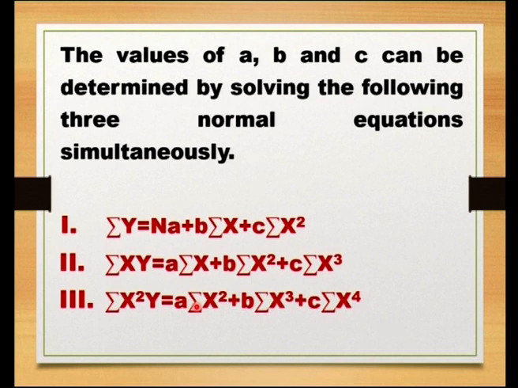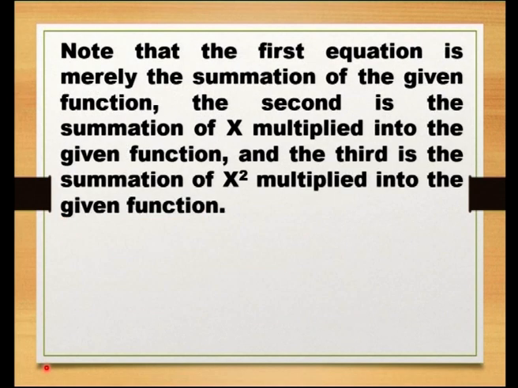So, summation y is equal to n a plus b into summation x plus c into summation x square. Then summation x y is equal to a into summation x plus b into summation x square plus c into summation x cube. Then summation x square y is equal to a into summation x square plus b into summation x cube plus c into summation x power 4. We have to solve these 3 normal equations and find the values of a, b and c. Note that the equations have been given here as text.